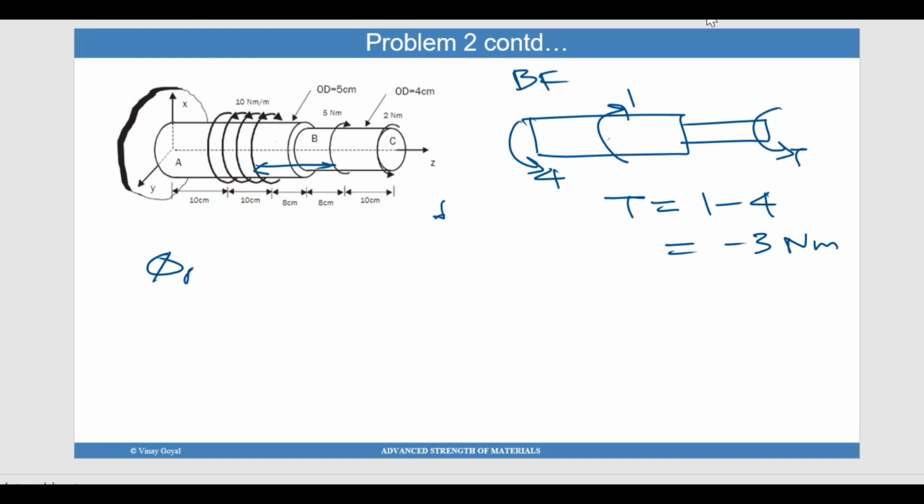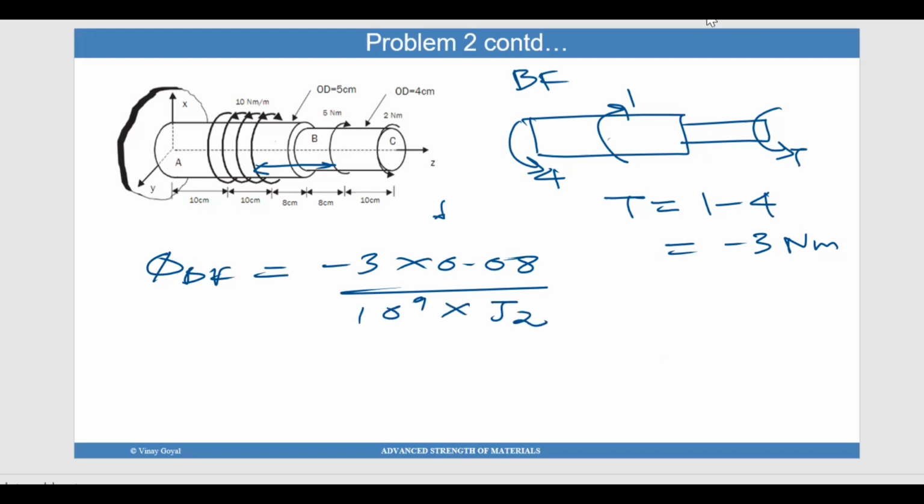So now I do phi_BF equals minus 3 into 0.08 upon 10 raised to 9 into now J2. So J2 is basically pi d raised to 4 by 32. So the J changes, that's why it's a different section for your calculation. So you do this, you know what phi_B is, you get phi_F. Now you do the same thing for FC and you can get what the rest of it is. That's it. Go ahead.